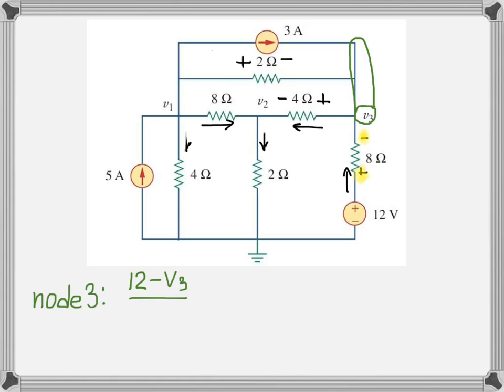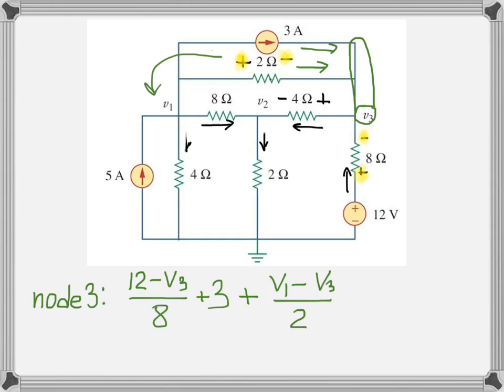The current in the 8 ohm resistor, again, we have voltage at plus is 12 minus voltage at minus as V3 over 8. Then the 3 amp source, again, it is coming in, so it is positive. You put plus 3. The next resistor is 2 ohms on the top, followed by the same idea. It is incoming current, so it is plus. And what it's going to be? Voltage at plus is V1 minus voltage at minus V3 over 2.